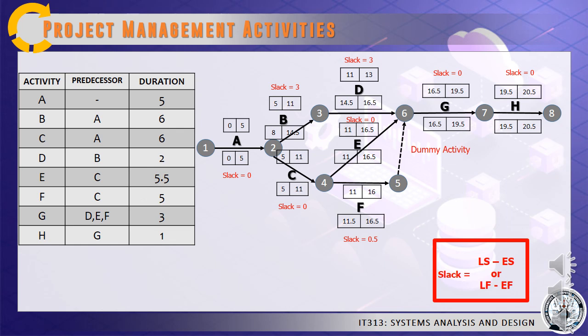For example, for our activity A, our late start time is 5 and our early start time is 5. 5 minus 5 gives us 0. For our late finish time, we have 0 and our early finish time is 0. 0 minus 0 gives us 0 as our slack time.